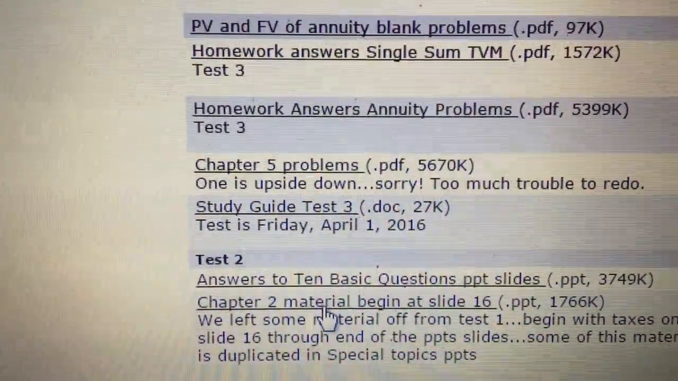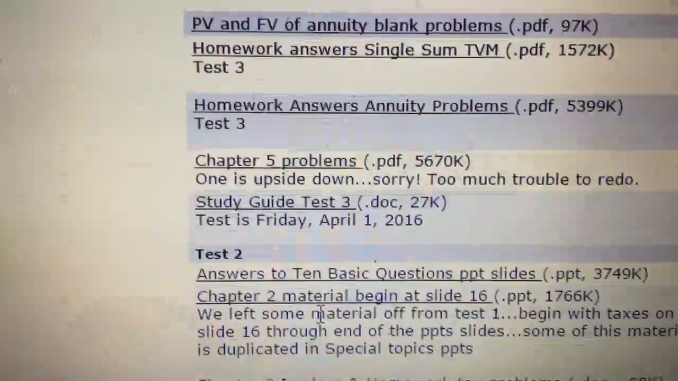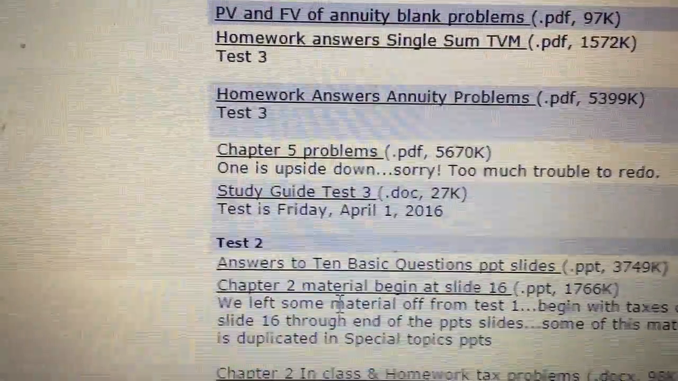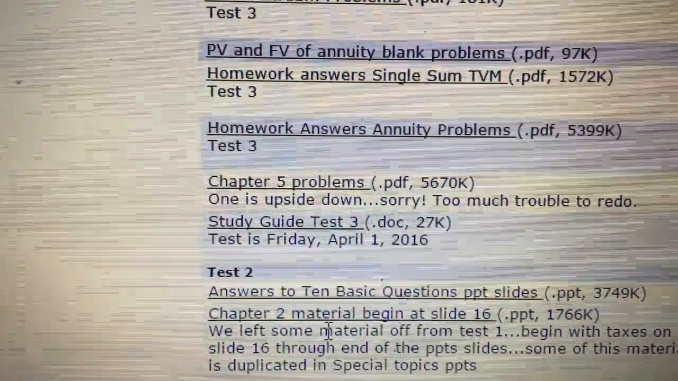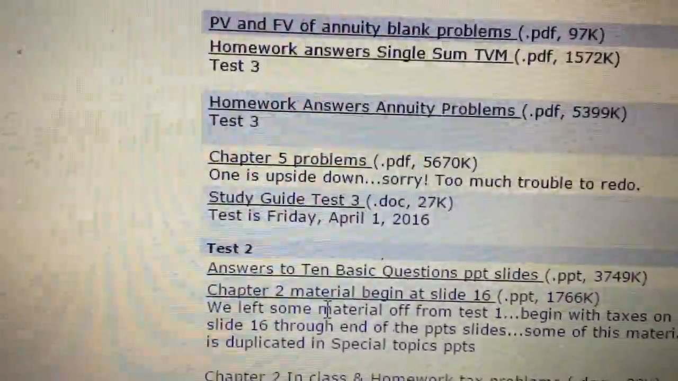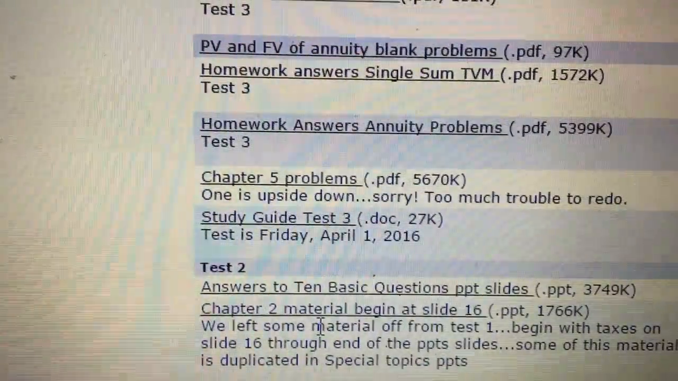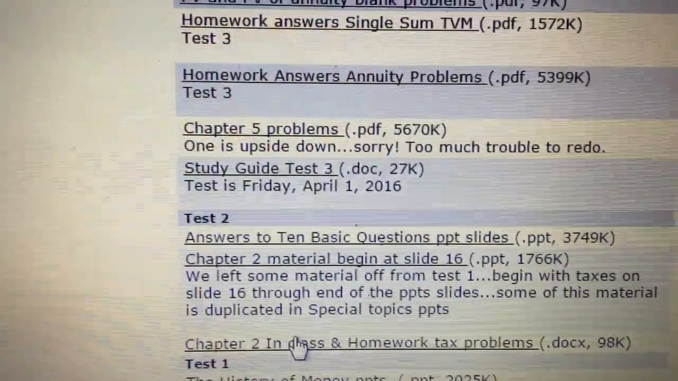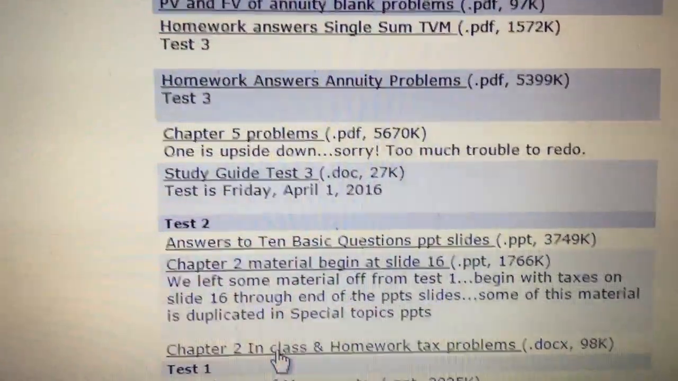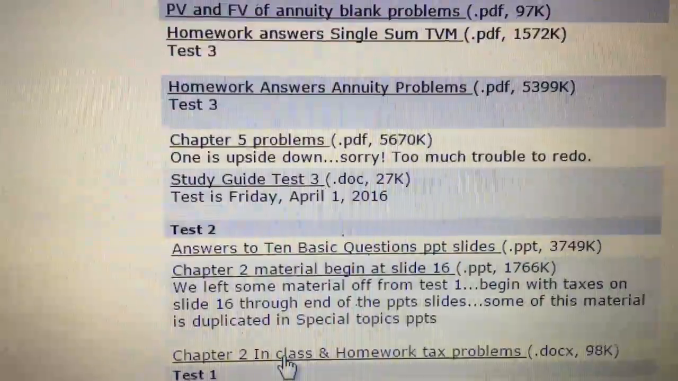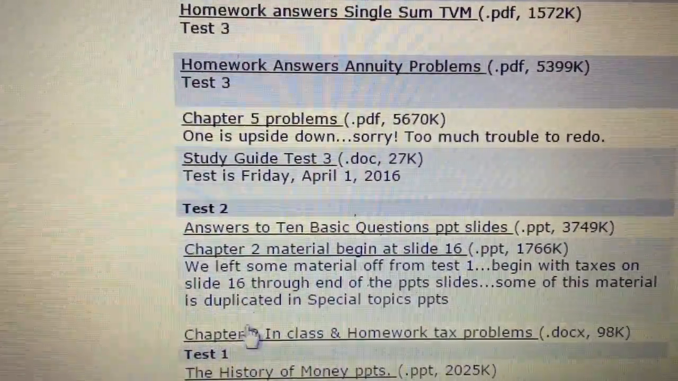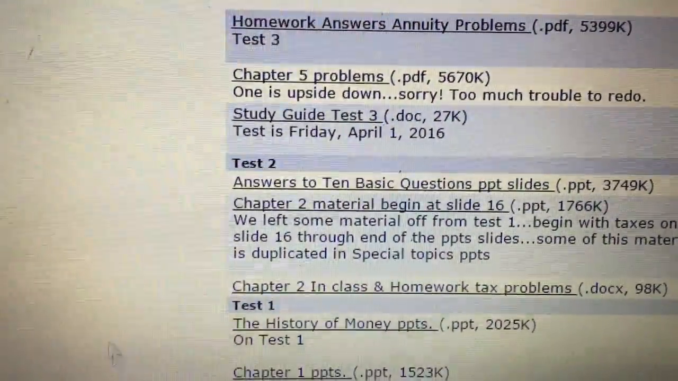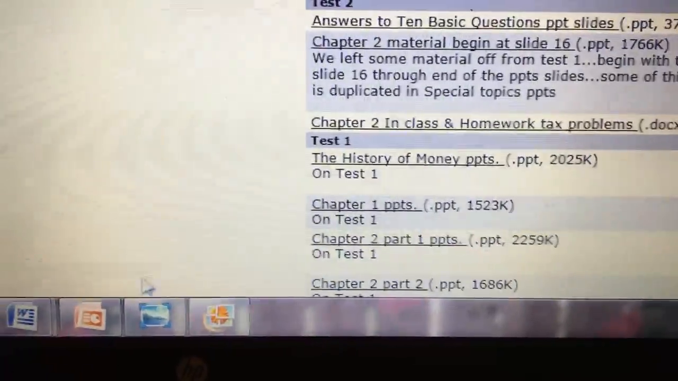And then we're going to look today at Chapter 2 material. We're going to look at 3 slides. I think it begins on slide 15 or 16, but I'll take you to that material. We'll take a look at it. And we'll look at 3 slides today. And then I want you to pull up this handout in class and homework tax problems. Okay, so first we'll look at the PowerPoint slide.